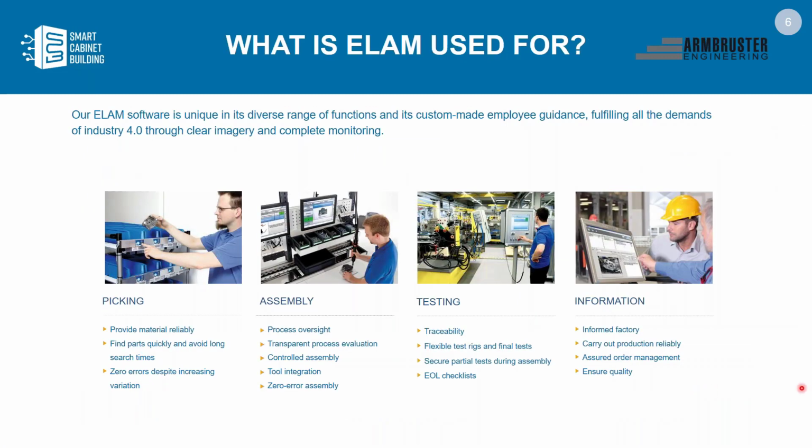In which areas do we use Elam? The first one is the order picking, the provision of parts at the workplace to ensure that the right parts are always in the right place at the right time. The second one, the assembly, in which testing can also take place at the assembly workstation or by an independent testing workstation. The fourth point is the information, for example, enabling your factory to go paperless in order to be able to meet quality requirements.